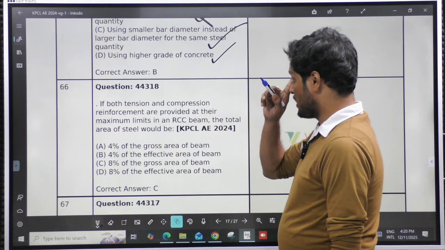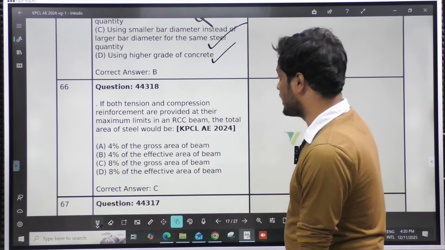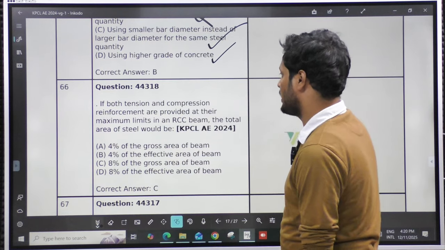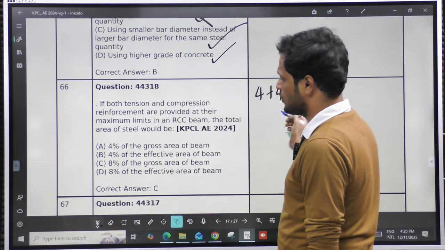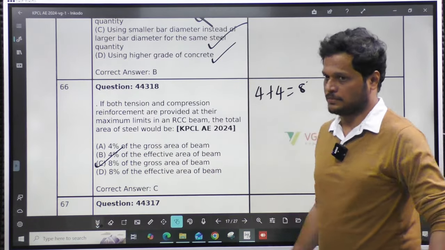If both tension and compression reinforcement are provided at either ends, the total area of the steel will be, so maximum tension 4 and maximum compression also 4, so total 8% of the gross area.